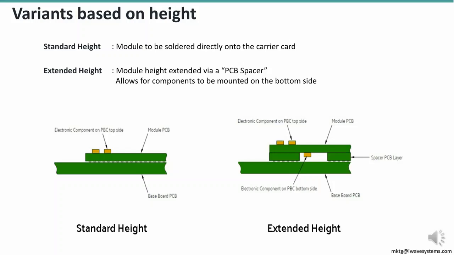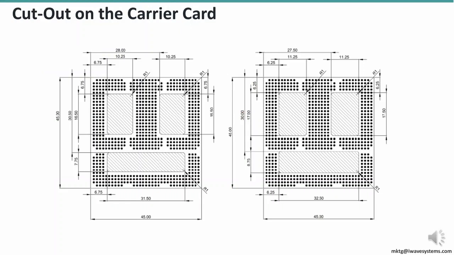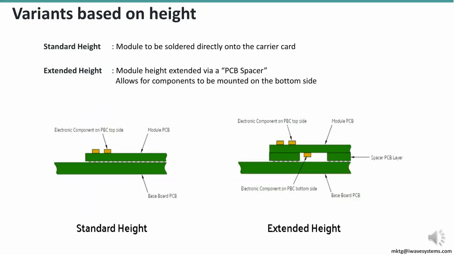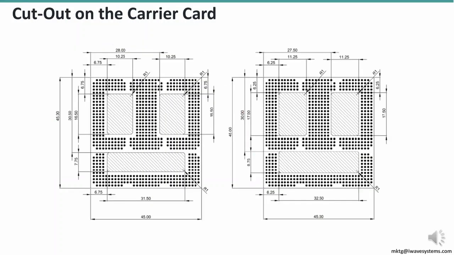If you move on, there is another option the specification provides. You can also have a PCB cutout area in the carrier board. So as in the previous slide, you can still have only the standard height. You don't have to have a spacer PCB, but you can cut out in the carrier board itself. The carrier board cutout areas are specifically defined in the specification itself, and one needs to follow that. This means the spacer PCB is definitely not required when you go for this method.